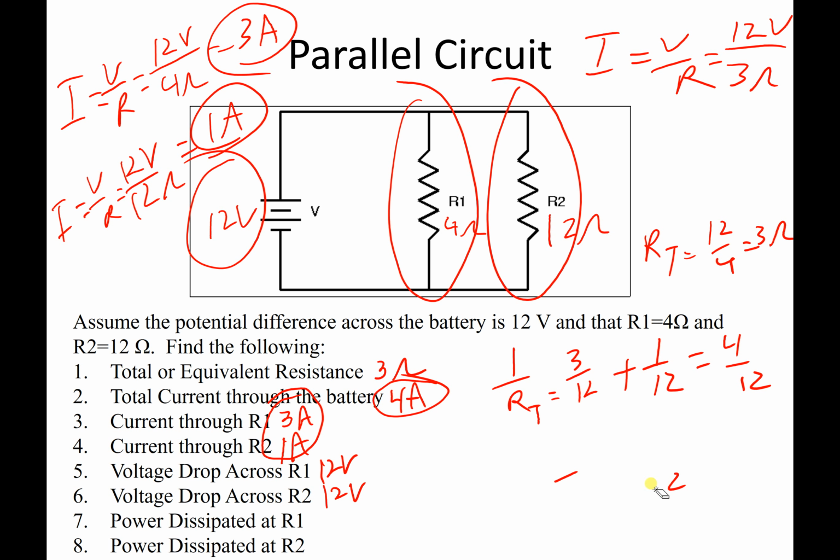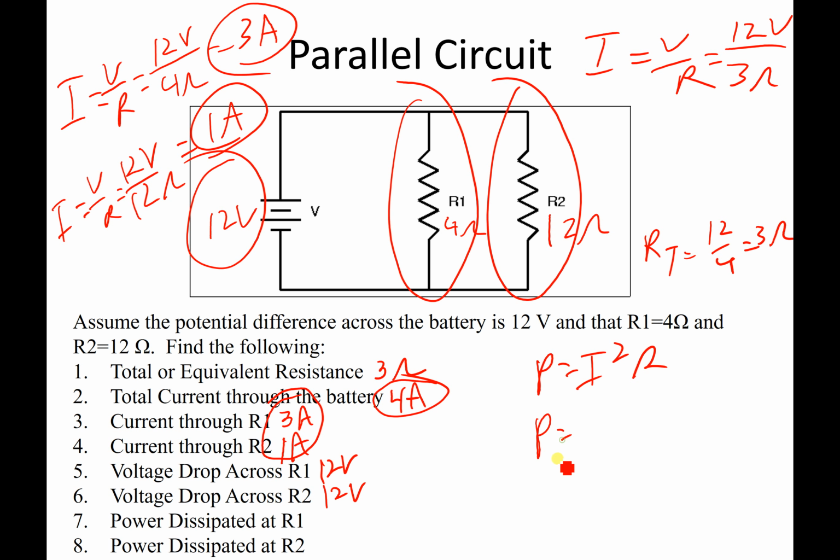All right, the last thing we're asked to find is the power dissipated. So again, we can use P equals VI or P equals I squared R. In this case, I'm going to use P equals I squared R. So at resistor number 1, the current was 3 amps. We have to square that. The resistance at resistor number 1 was 4 ohms. So we're going to have 3 squared, 9, times 4 to get 36. 36, remember power is measured in watts.